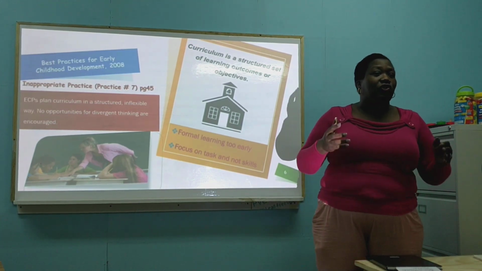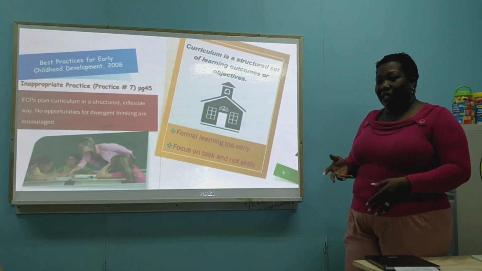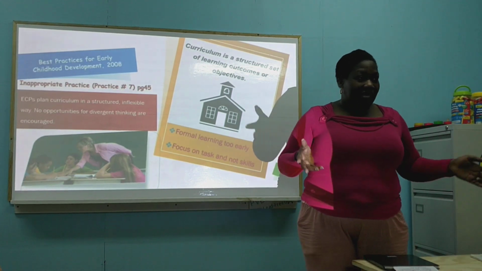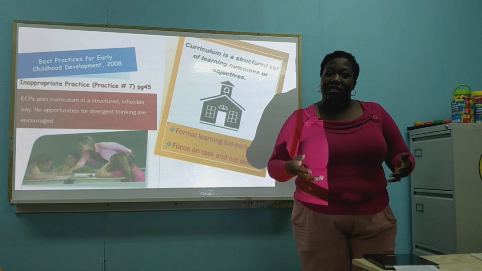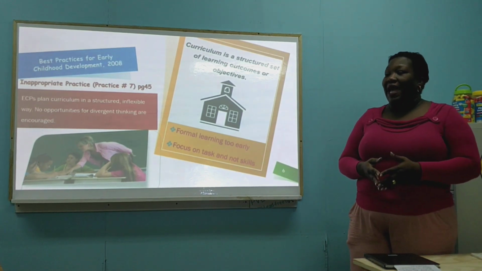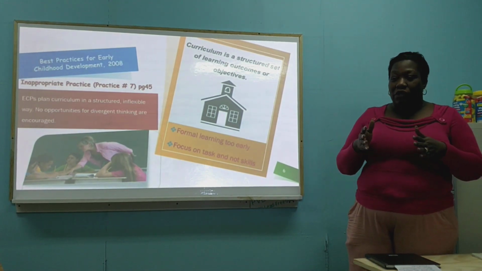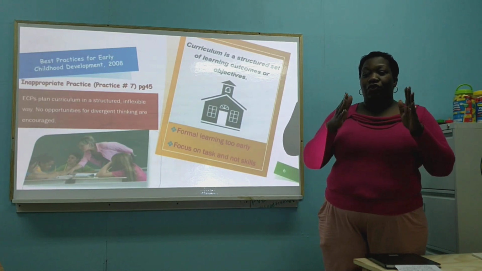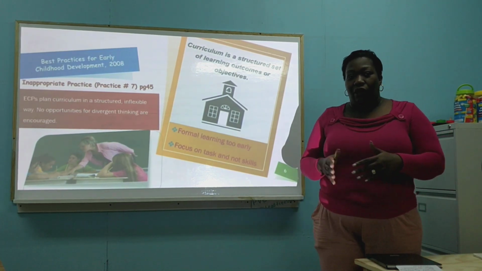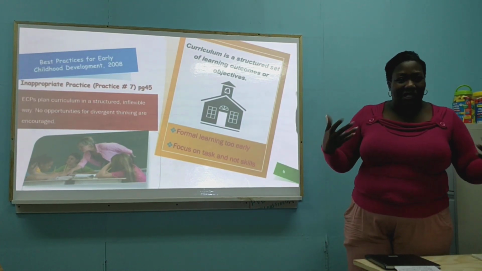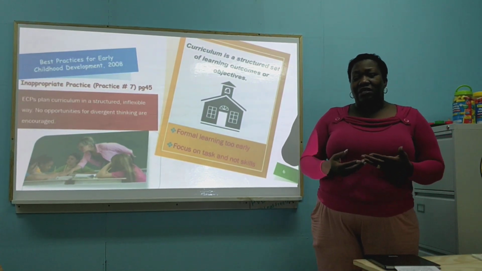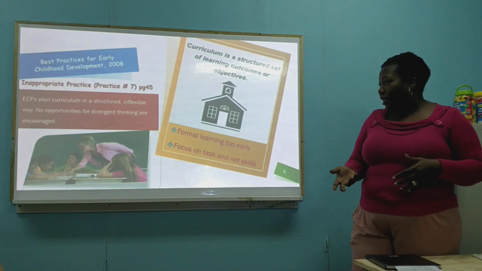So we're concentrating too much on the formal learning instead of the development of the holistic child. Focus on tasks and not skills. That's another concern of mine, where I find that, as I said before, we are so focused on having the children being able to write the alphabet or being able to understand the sequence of the alphabet before we even have them understand certain things like letter sounds and stuff like that. So we need to go into that more clearly.